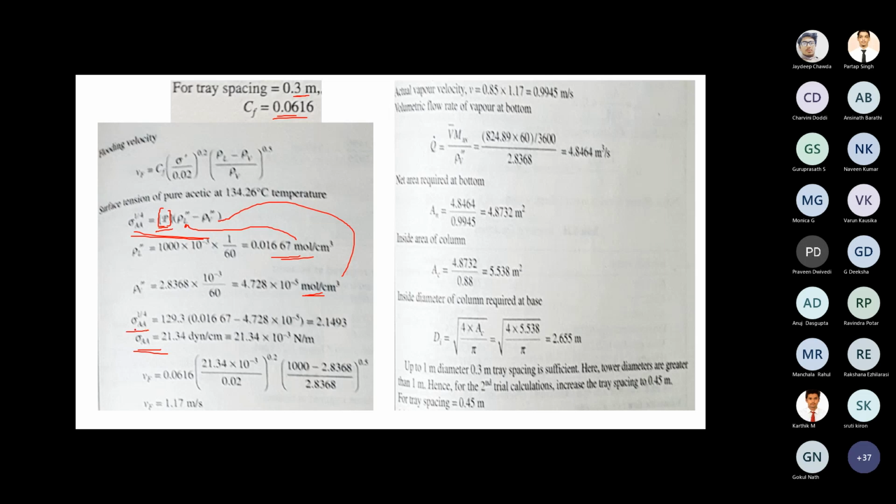Okay, so sigma you can calculate, that is 21.34 in 10 power minus 3 Newton per meter. So you can calculate the flooding velocity, that is 1.17 meter per second. Actual vapor velocity you can take 0.85 times the flooding velocity, then calculate Q, then calculate the net area. Okay, so once you know the net area, calculate the cross sectional area, that is 5.538. Okay, then diameter, so this is 2.655.